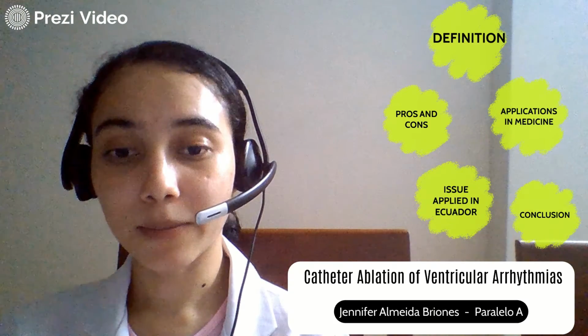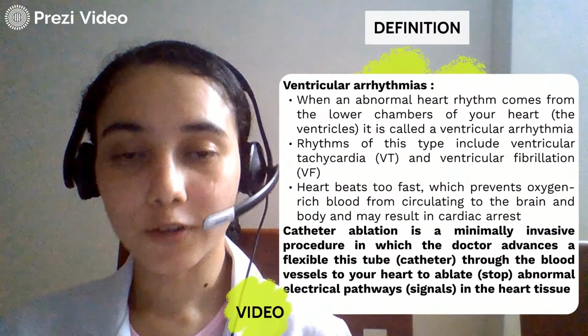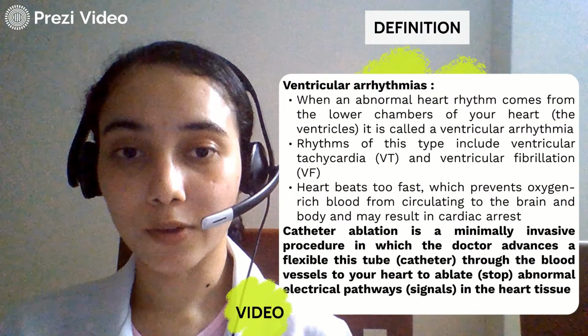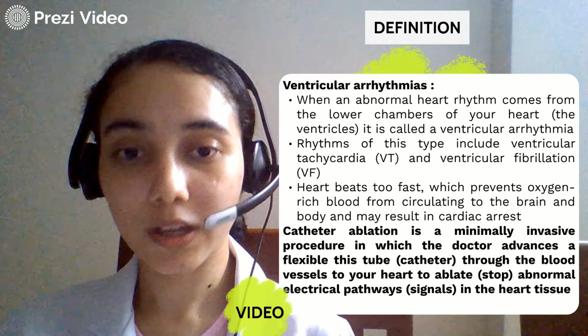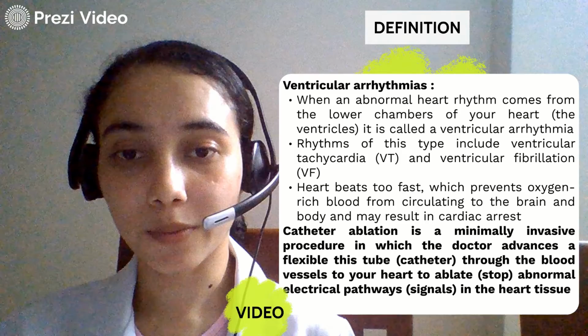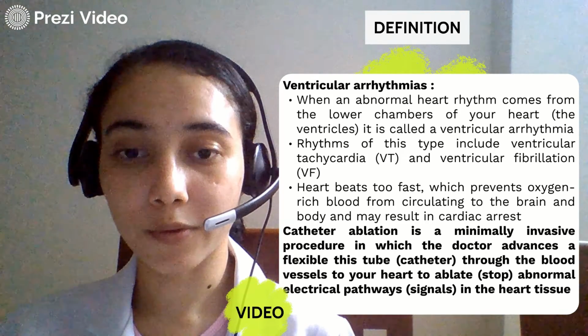My name is Jennifer Almeida, and I'm going to talk about catheter ablation of ventricular arrhythmias. First, we have definition. Ventricular arrhythmias. When an abnormal heart rhythm comes from the lower chambers of your heart, it is called a ventricular arrhythmia. Rhythms of this type include ventricular tachycardia and ventricular fibrillation.